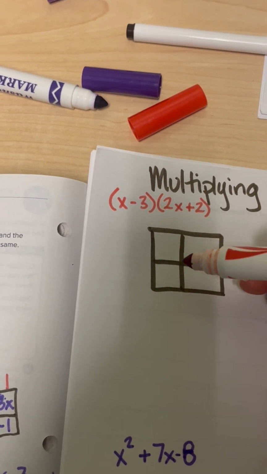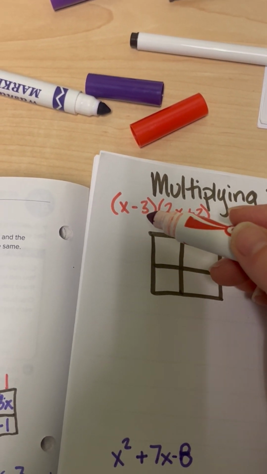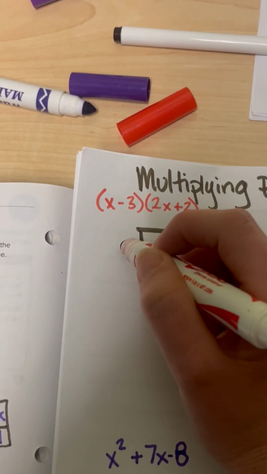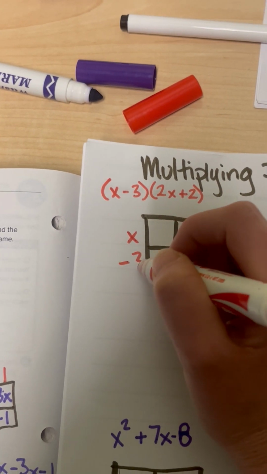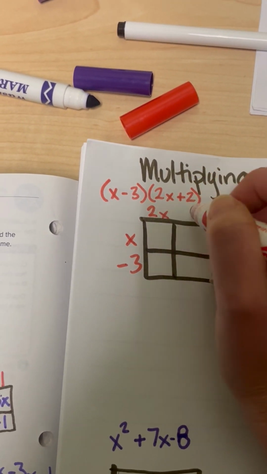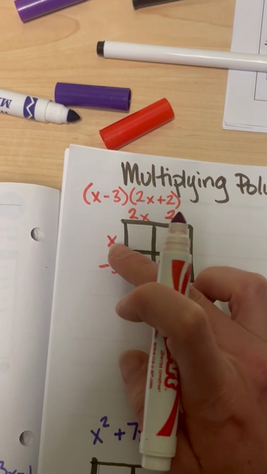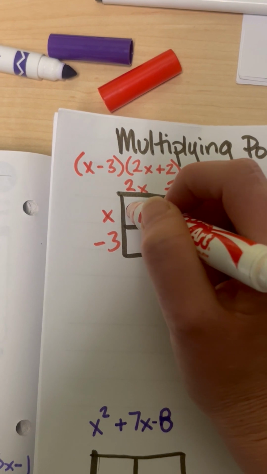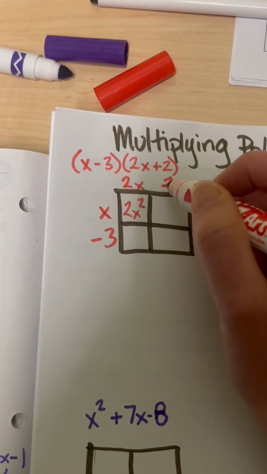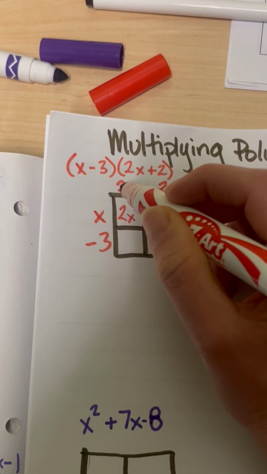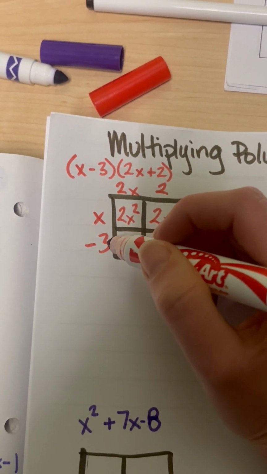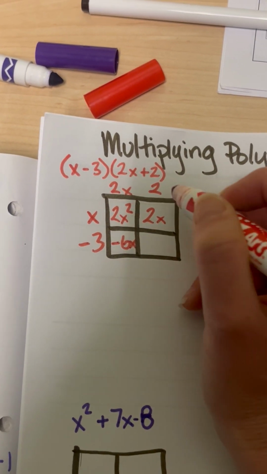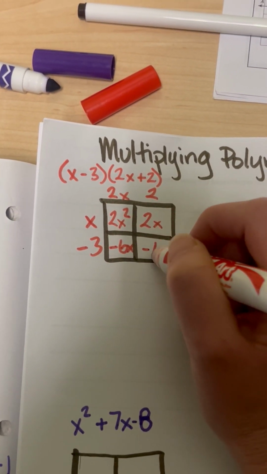It doesn't matter where we put the x minus 3. You can put it on the side or on the top, just pick one for each. So I've got x and a negative 3, and then I have a 2x and a 2, and the box helps me multiply this times both and this times both. 2x times x is 2x squared, 2 times x is 2x, and 2x times negative 3, 3 times 2 is 6, so it's negative 6x, and then 2 times negative 3 is negative 6.